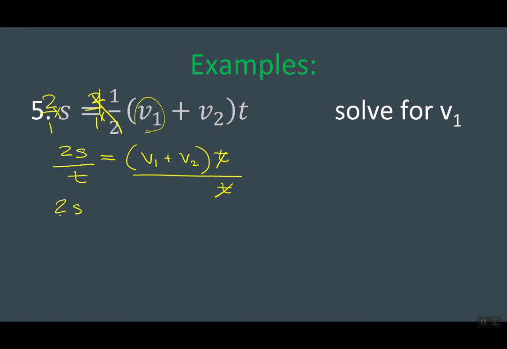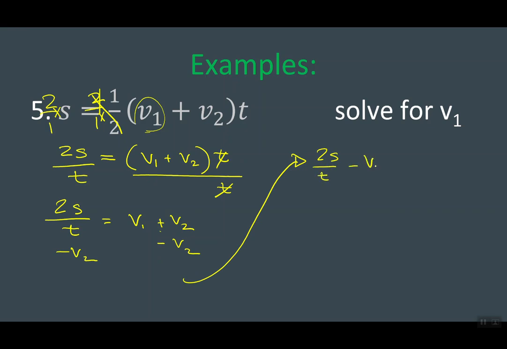Rewrite what we have. 2 times s divided by t equals v1 plus v2. And now I've got rid of everything else outside the parentheses, so I can get rid of parentheses now. The final step is to get rid of v2. So I see I have it added, so that means I'm going to subtract v2 from both sides. And so I'll write this over here. I have 2s over t, and I'm subtracting v2 equals v1.